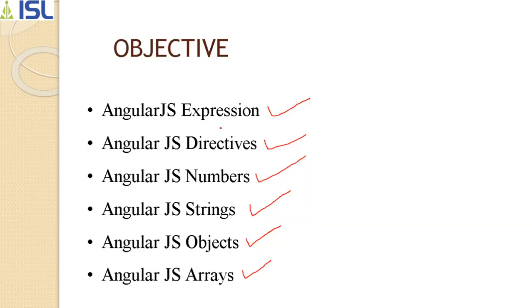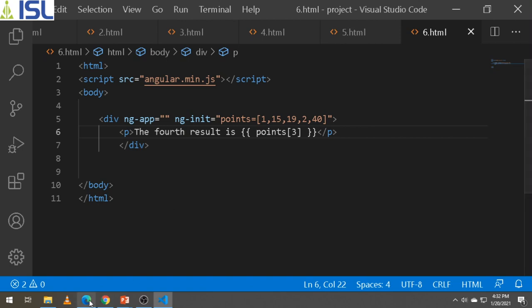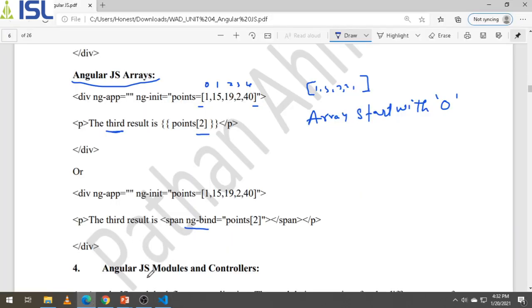So what we have done today: we completed AngularJS expression, AngularJS directive, AngularJS numbers, AngularJS string, AngularJS objects, AngularJS array. Okay, so in the next class we are going to see the AngularJS modules and controller.